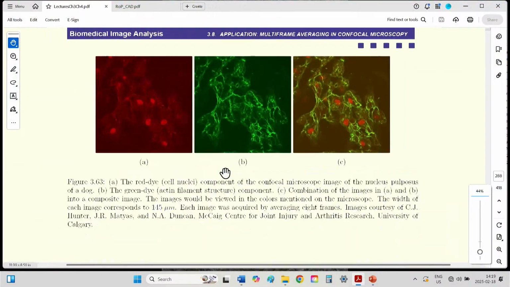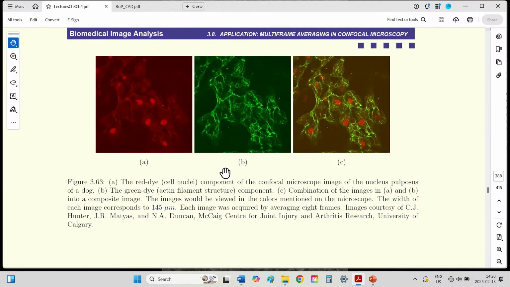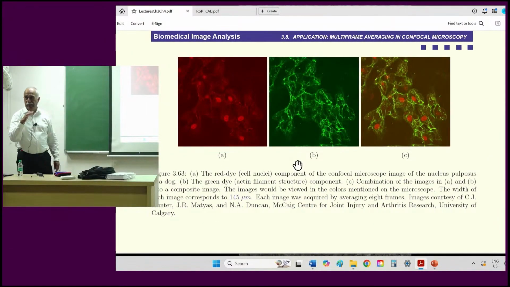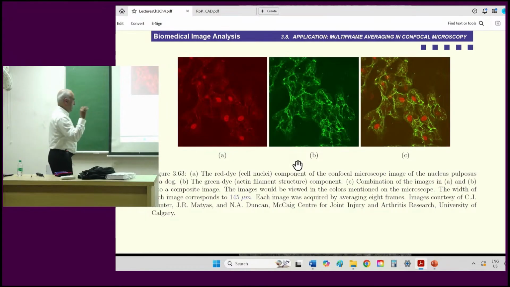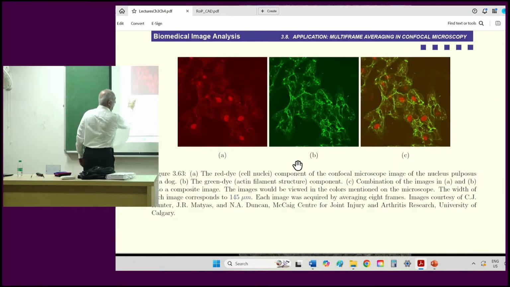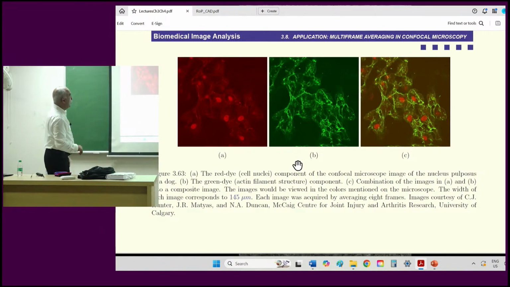So here we have the red dye and the green dye showing the filaments. Here you see the cell structure, cell nuclei, the actin filament structure, and when you combine them, you get the color image. It's an artificial color image due to the excitation with the laser. This is the light emitted from the sample by fluorescence. The width of the sample is 145 micrometers. Let me see, was this averaged? Each image was averaged over 8 frames.